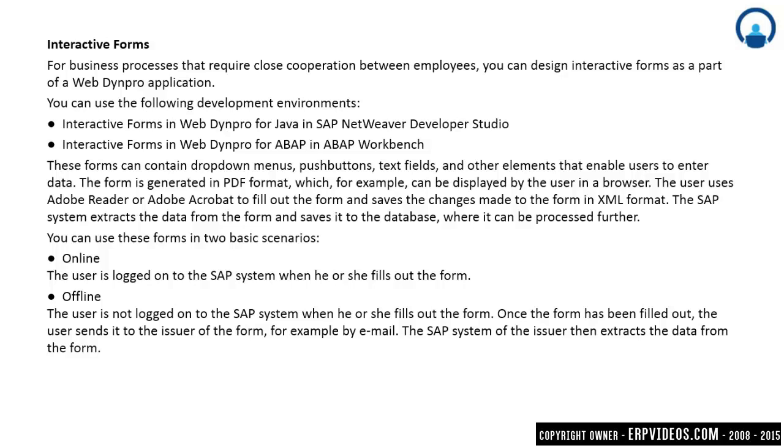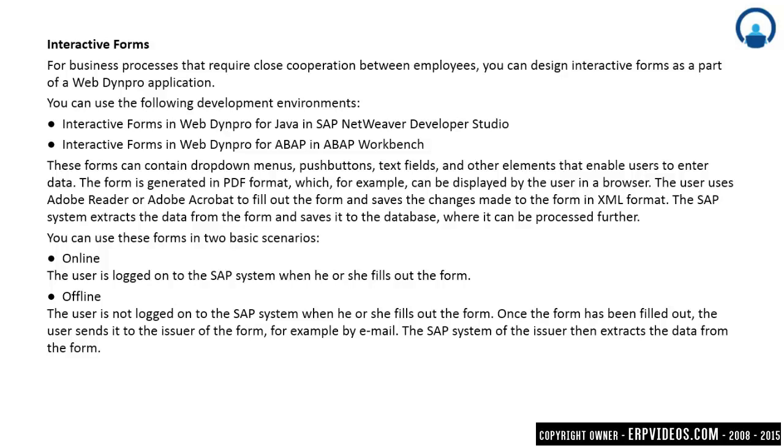Now these forms can contain drop-down menus, push buttons, text fields and other elements that enable the user to enter data, that is, making the form interactive. The form is generated in a PDF format which can be displayed by the user in a browser. The user uses Adobe Reader or Adobe Acrobat to fill out the forms and saves the changes made to the form in XML format. The SAP system extracts the data from the form and saves it to the database, where it can be further processed. So this is how we save the data in the SAP system.